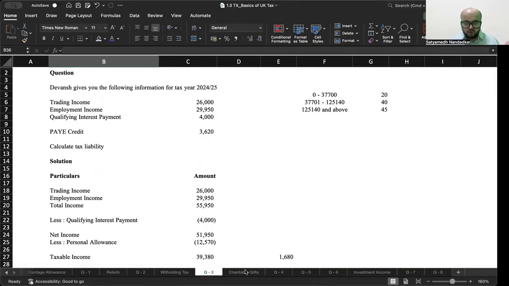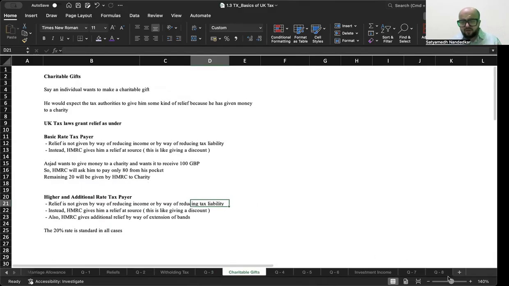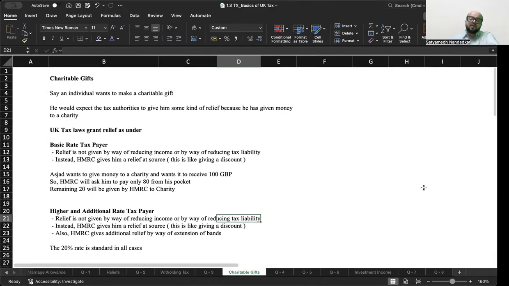calculation part gets stronger. Now, if an individual makes a charitable gift, be it India, be it any other country, they want to reward those individuals who have been making a positive contribution to the society. So, what UK tax authorities do is if you are a basic rate taxpayer, relief is not given by way of reducing income or by way of reducing tax liability. Instead, HMRC gives you a relief at source. Okay, how does that work?